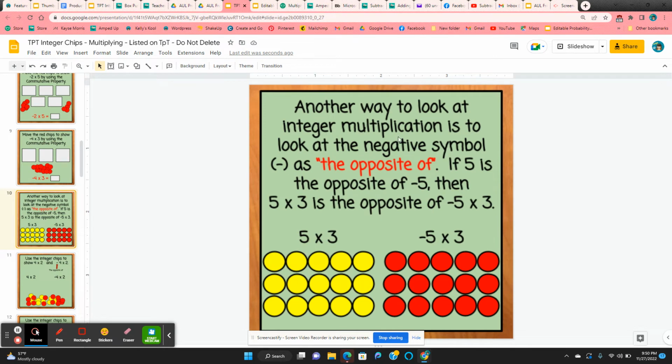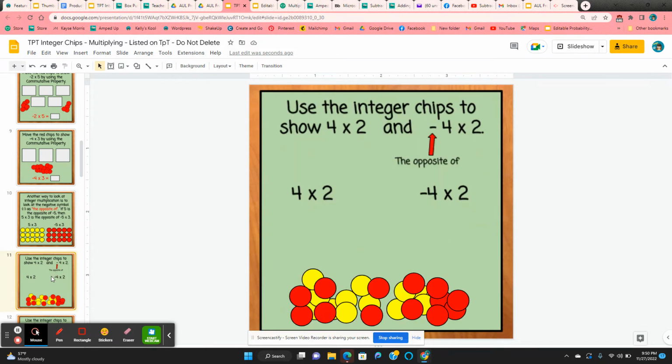Another way to look at integer multiplication is to look at the negative symbol as meaning the opposite of. So 5 times 3 is 15. So negative 5 times 3 would be the opposite of that, negative 15. And they're asked to do a few problems like that.